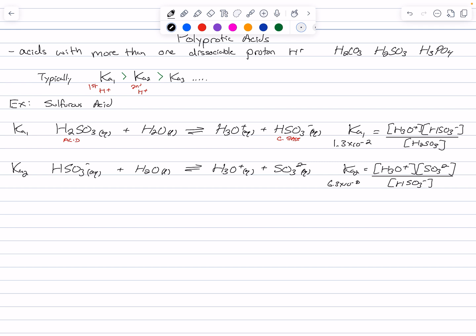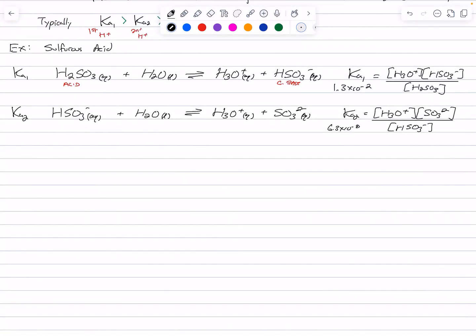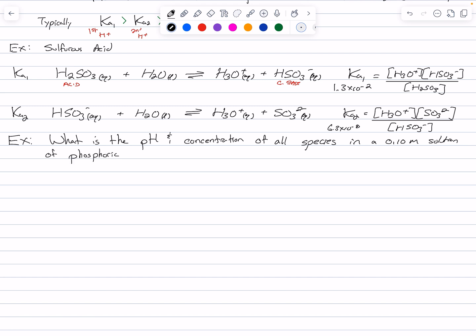So what will we do with this? Well, let's do an example. What is the pH and concentration of all species in a 0.10 molar solution of phosphoric acid? That's a great question.